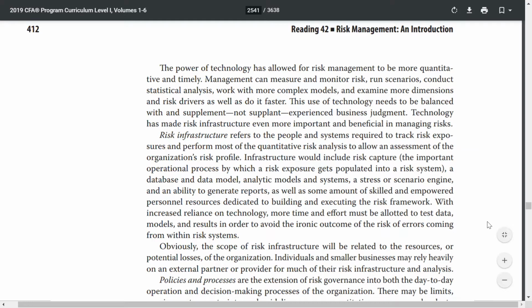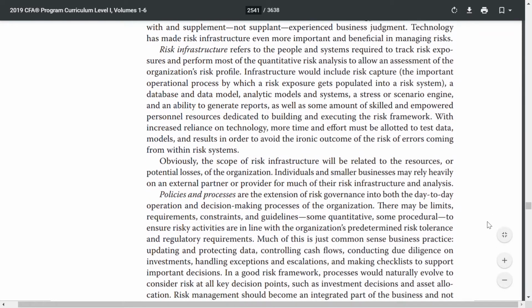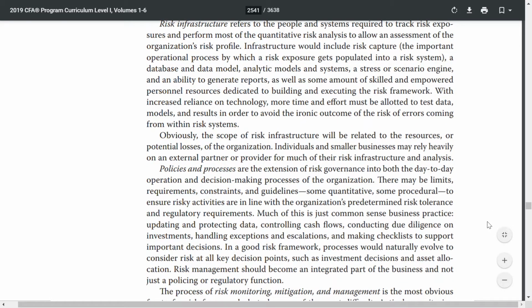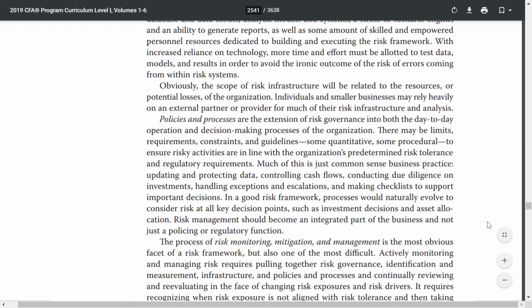Risk infrastructure refers to people and systems required to track risk exposures and perform most of the quantitative risk analysis to allow an assessment of the organization's risk profile. Infrastructure would include risk capture, database and data model, analytical models and systems, a stress or scenario engine, and an ability to generate reports, as well as some amount of skilled and empowered personnel resources dedicated to building and executing the risk framework. With increased reliance on technology, more time and effort must be allotted to test data, models, and results in order to avoid the ironic outcome of risks of errors coming from within risk systems. Obviously, the scope of risk infrastructure will be related to the resources or potential losses of the organization.